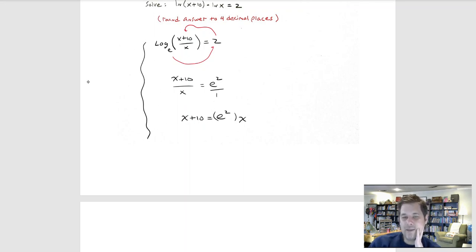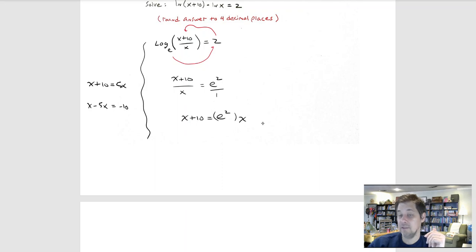This is kind of like solving this. Okay, say I had the equation x plus 10 is equal to 5x. All right, how would I solve that? I need to combine the x's together. So I would subtract 5x from both sides, and I would also move the 10 to the other side.